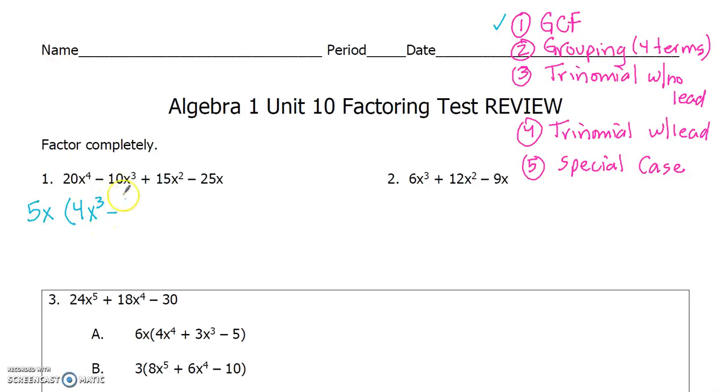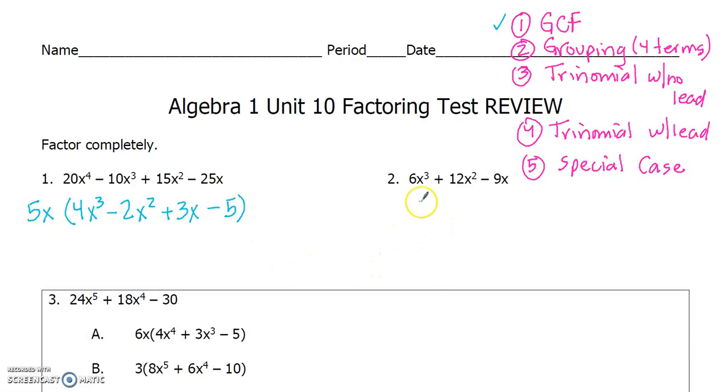Minus 5 times what will give me 10, and that would be 2. I need x cubed. I only have an x, so that means I'm missing an x squared. Plus 5 times what will give me the 15, and that will be a 3. I need x squared. I only have an x, so I'm missing one x. Minus 5 times what will give me 25, and that will be a 5. I need an x. I already have an x, so I'm not putting an x, so I am finished. So look at number 2.